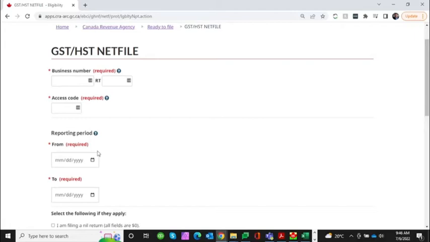The last thing is the input tax credits, as I explained before. Whatever money you spent on your business expenses, the amount of HST that you paid on those expenses is claimable. You can claim those as input tax credits.